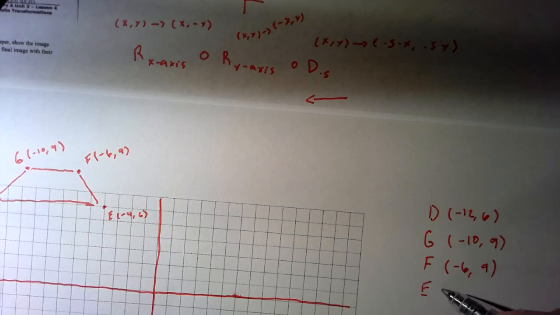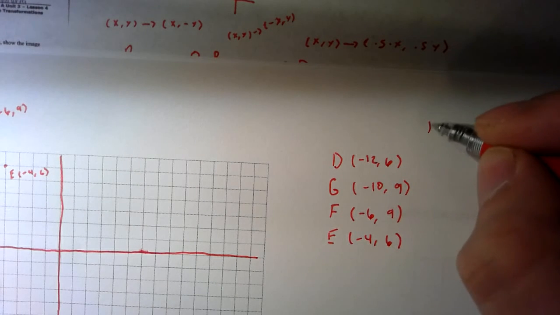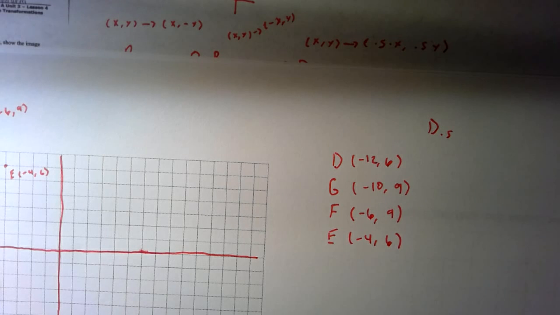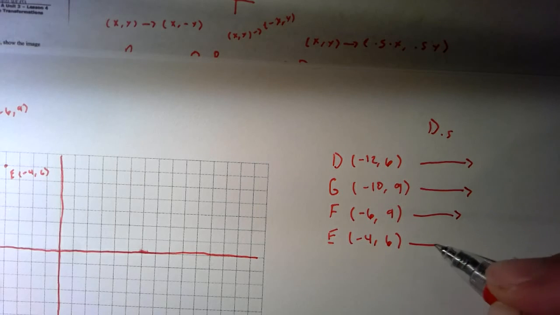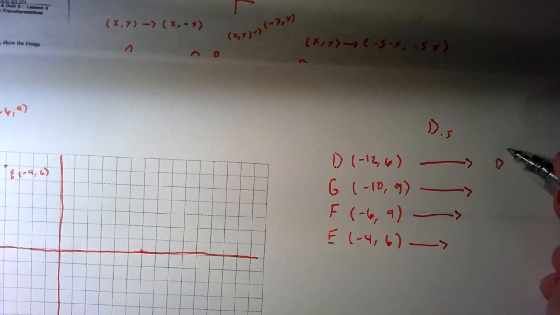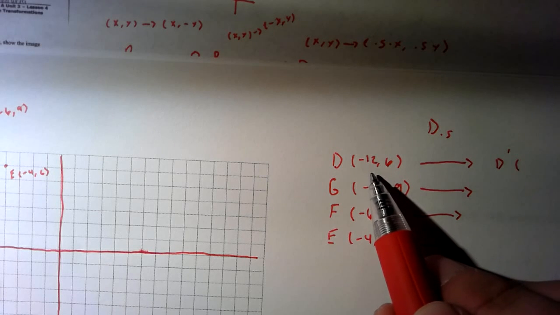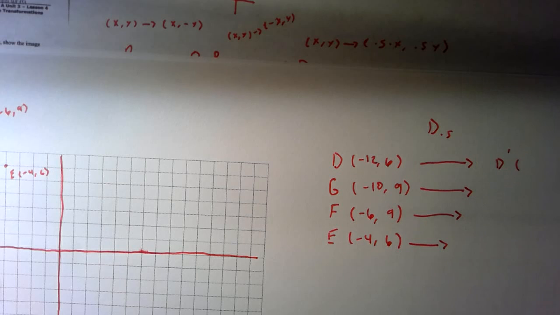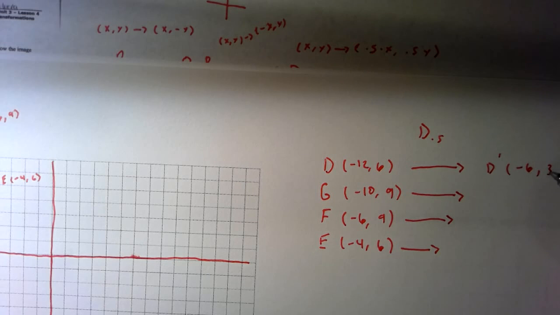And then E was (-4, 6). Okay. So what we're going to do is, for this dilation of a scale factor of 0.5, we're going to go ahead and use our arrow notation. So I'm going to do that here. And then we get D prime is, well, we have to get 0.5 of 12, which is just -6, just half of that. And then half of 6 is 3.